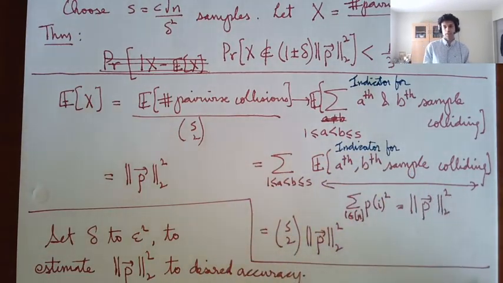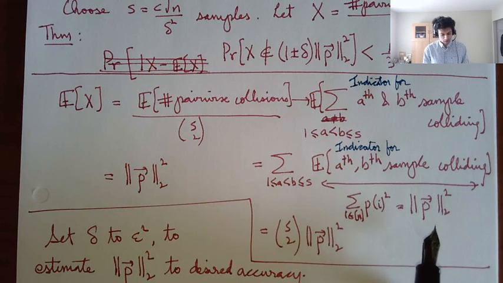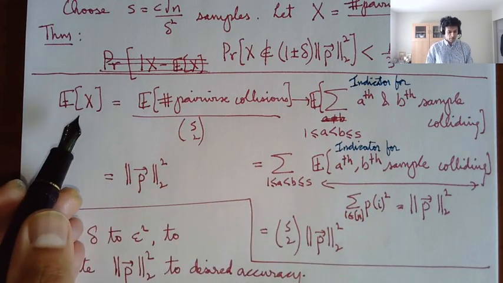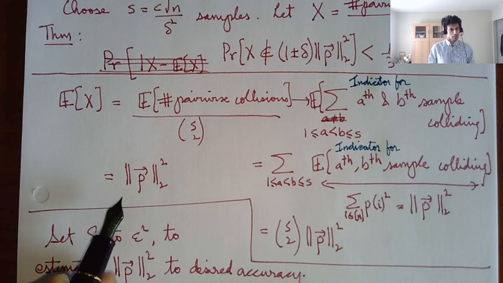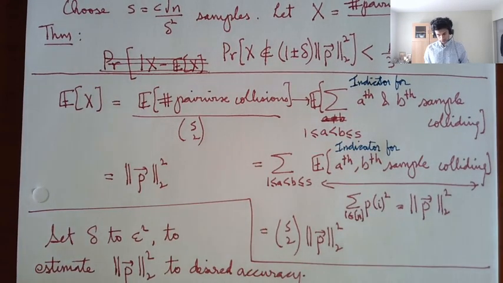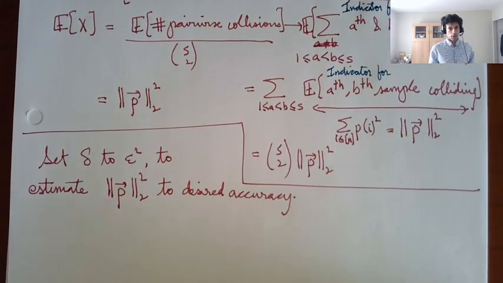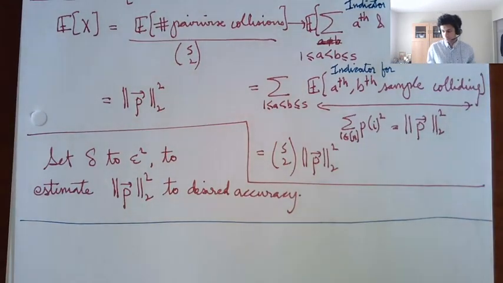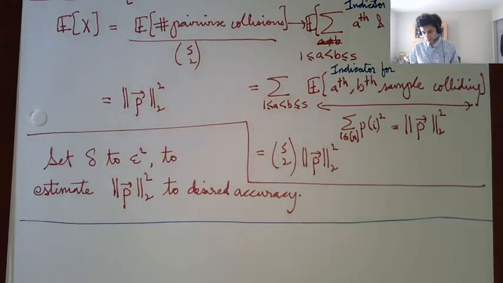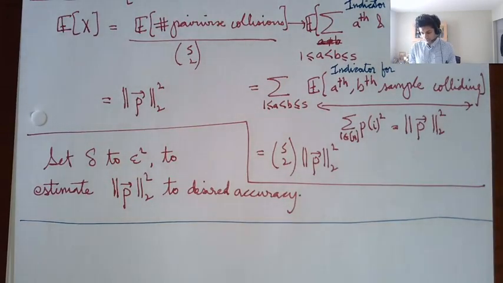And so the expectation of the indicator is just the 2 norm squared, as we've discussed, and therefore the expected number of pairwise collisions is s choose 2 times the 2 norm squared, and the expectation of X is precisely what we want. Okay, any questions about the expectation analysis? If not, then we can move on to bounding the variance of X.